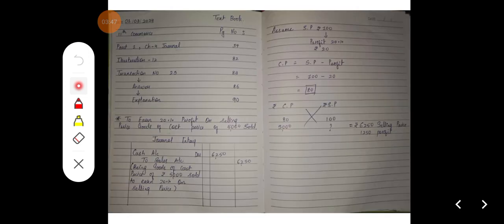And I repeat, आपको कॉस्ट प्राइस का 20% नहीं करना है. You have to find out the selling price. 20% profit on selling price. That is the reason I will not calculate 20% of 5000 directly. I will assume selling price, 20% profit. I will find out the cost price and this will later help me find out the selling price of goods. And that's all.